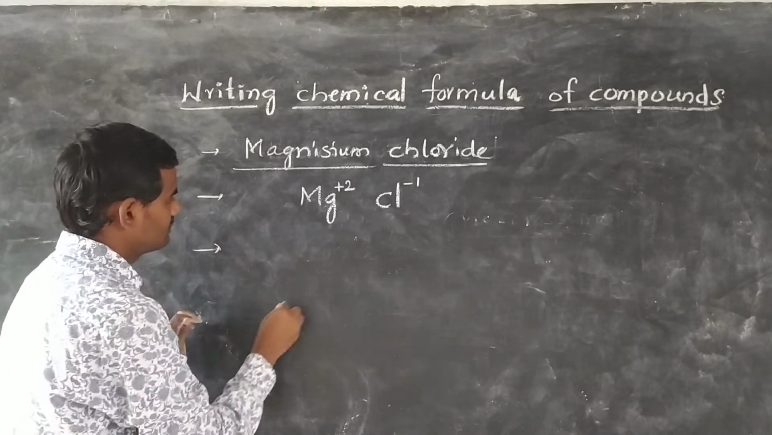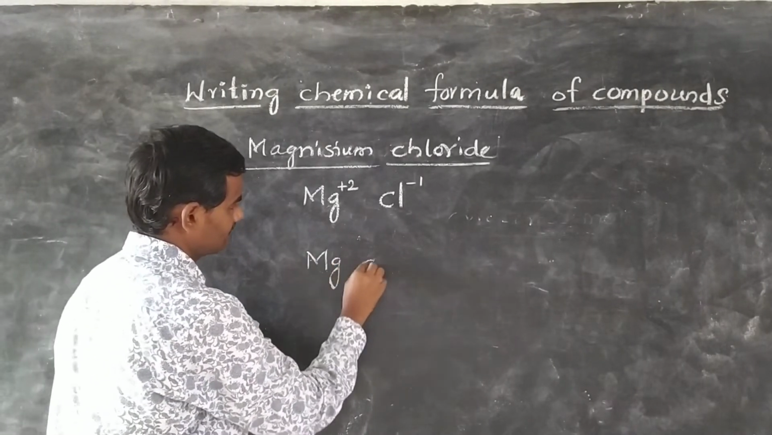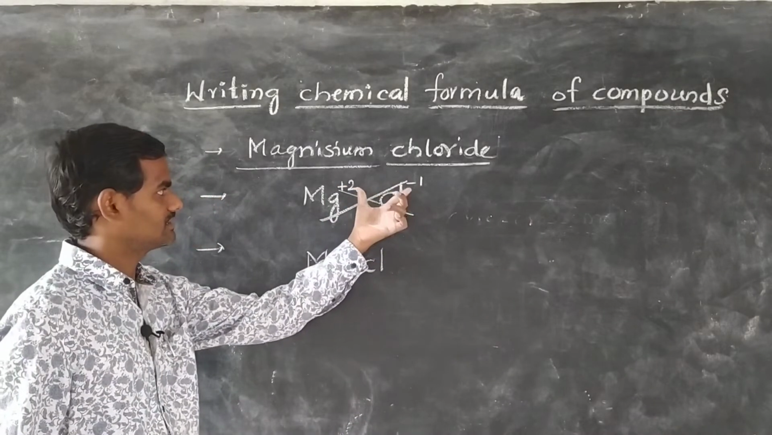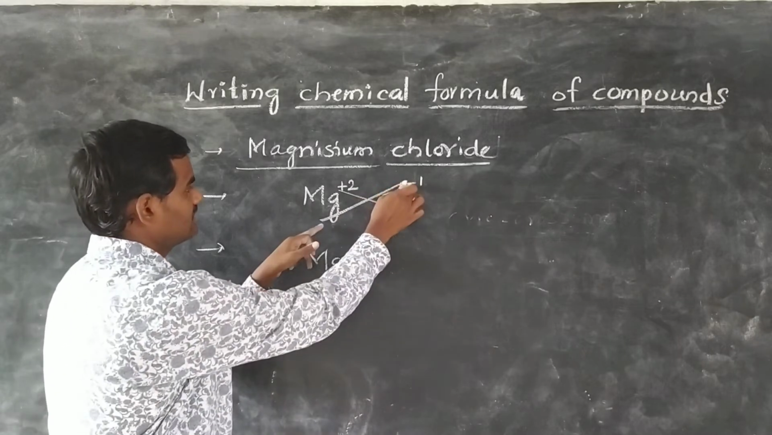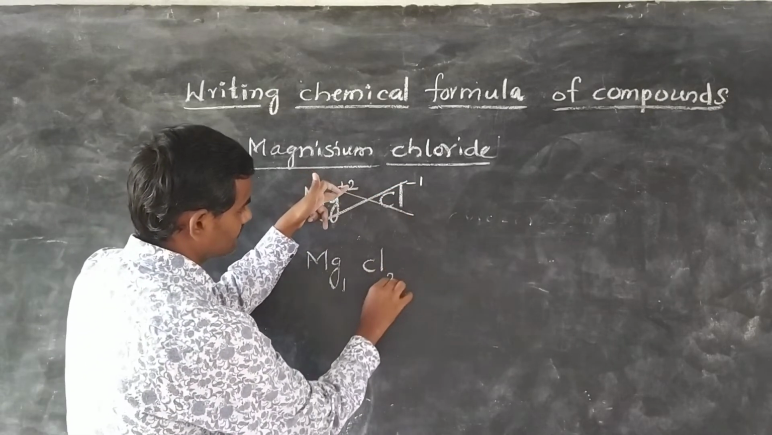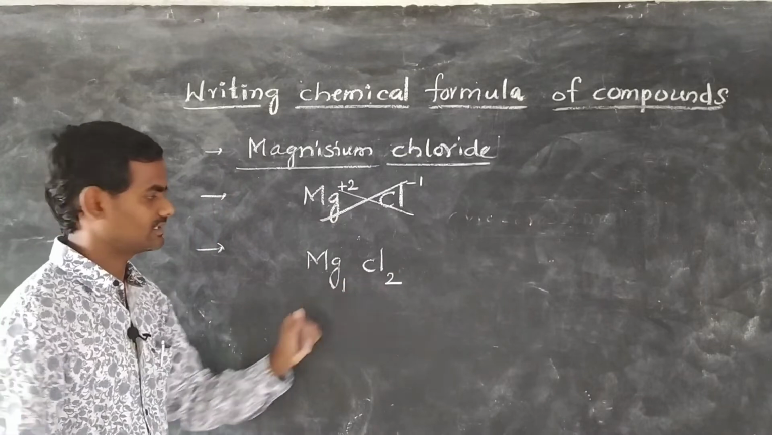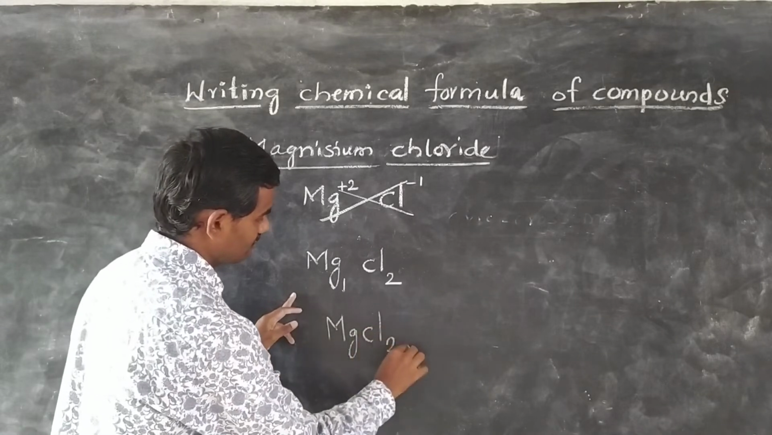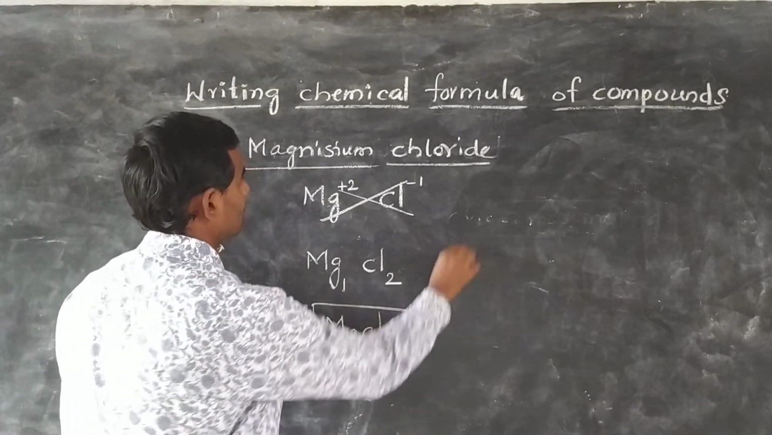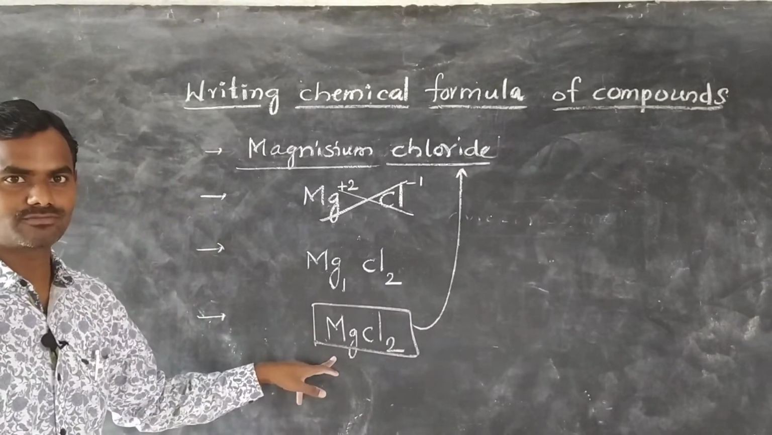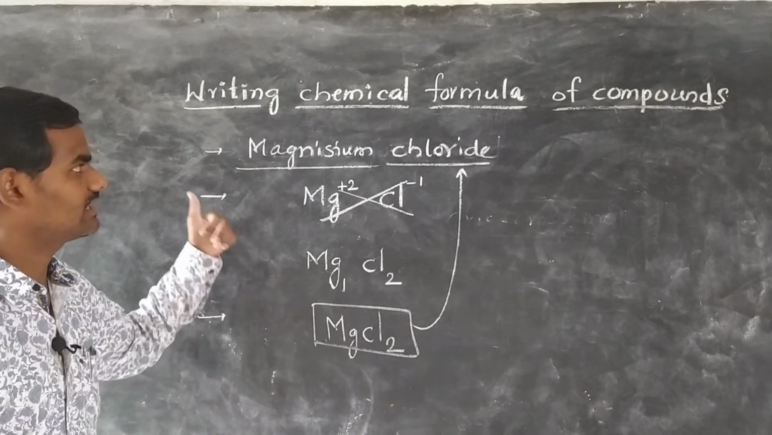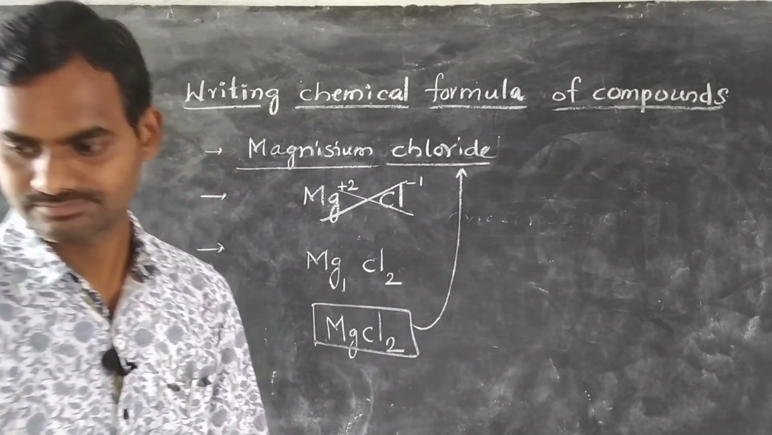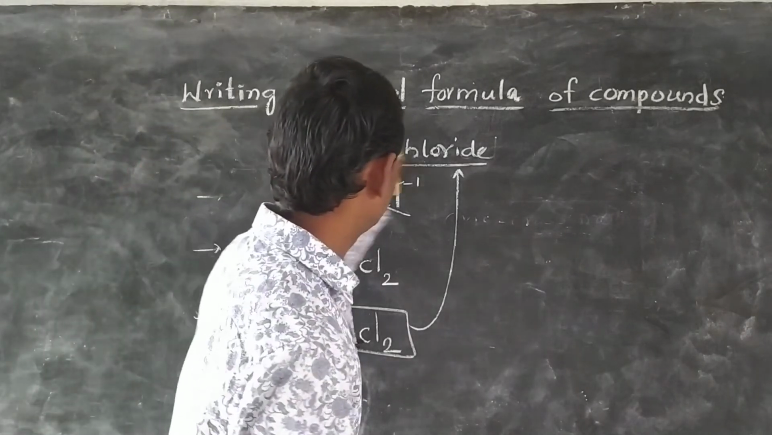In the next step, we use the crisscross method. We replace the charges, we replace the numbers. So this 1 comes here and this 2 goes here, and we combine them and write the formula of magnesium chloride, MgCl2. So like this we can write any compound formula by using the crisscross method. We will see one more example.